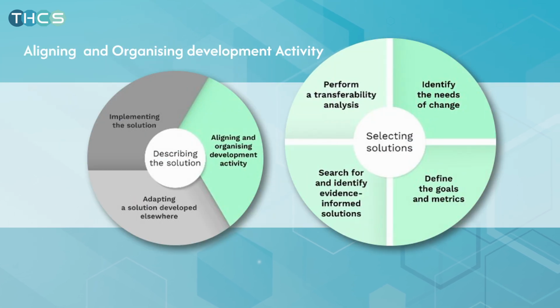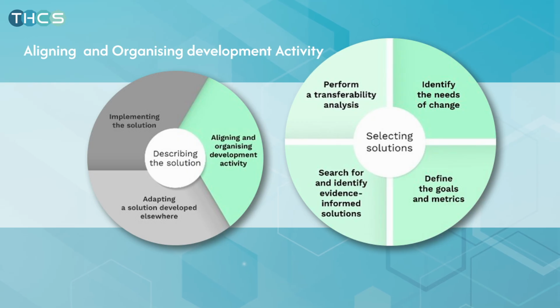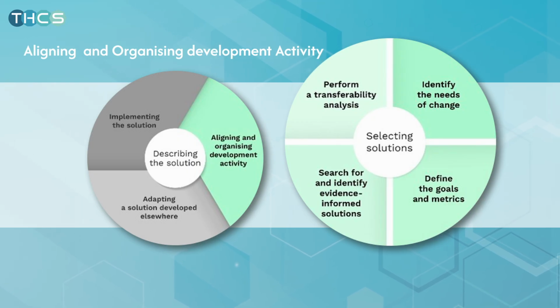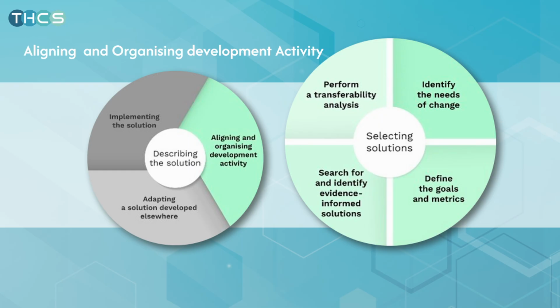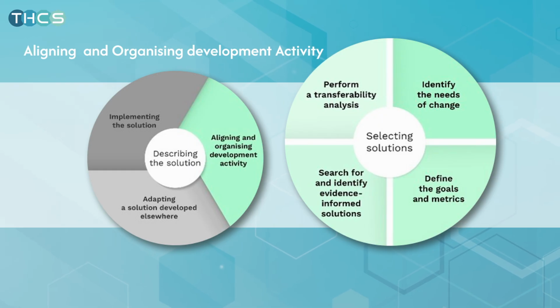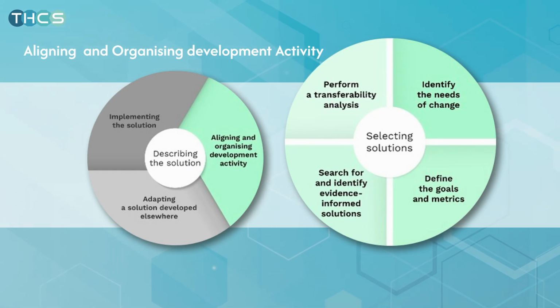When starting the process, the key task is to align and organize your development activity. Begin by identifying the needs for change. These might come, for example, from poor outcomes, rising costs, or gaps in access to services. Then, translate these needs into shared goals and clear metrics that can guide the process and help you measure success.